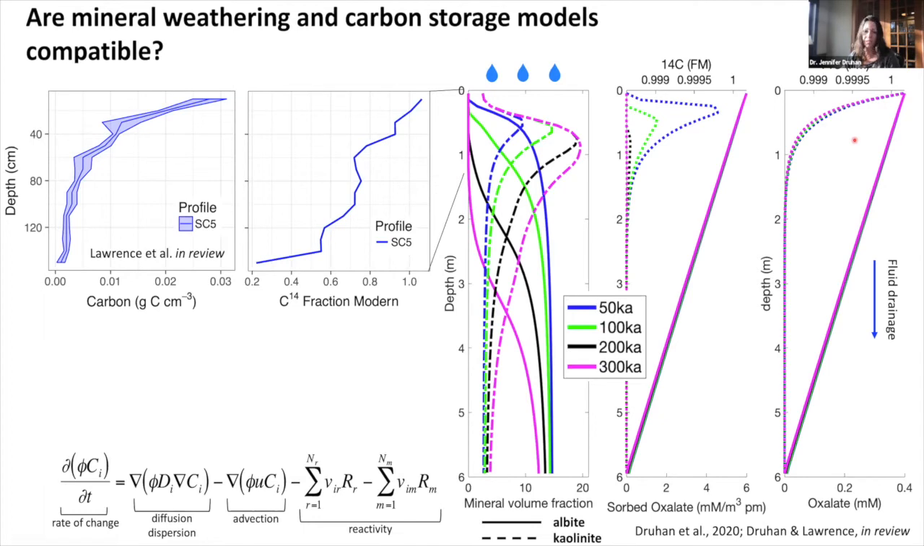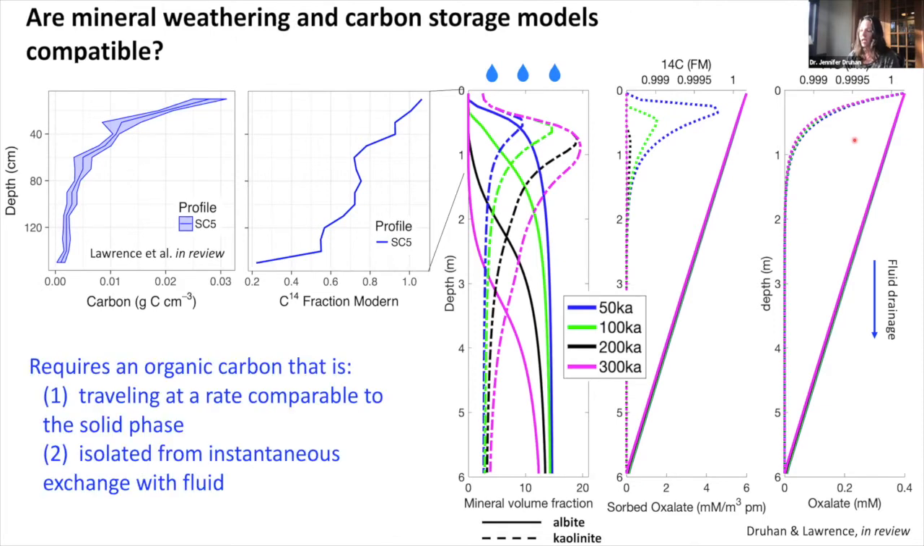Okay, so what are we going to do? Well, I'm going to say two things that are probably pretty obvious. One, I need a carbon that's moving slower than the fluid. I need a carbon in this model that takes longer to transit this system than fluid drainage rates. And two, I need that carbon to be isolated from instantaneous exchange with the fluid in order to get that radiocarbon to age.